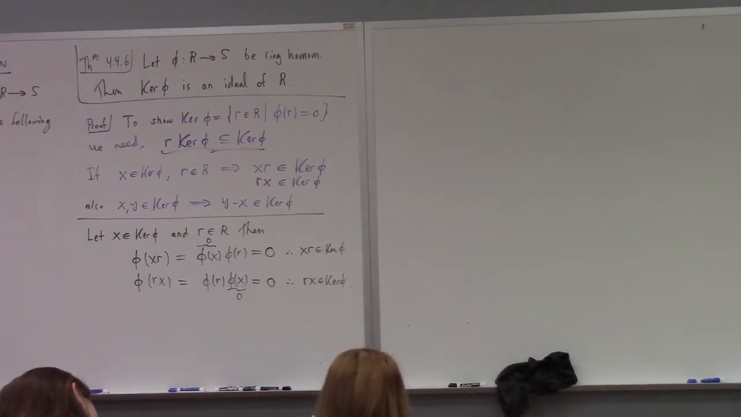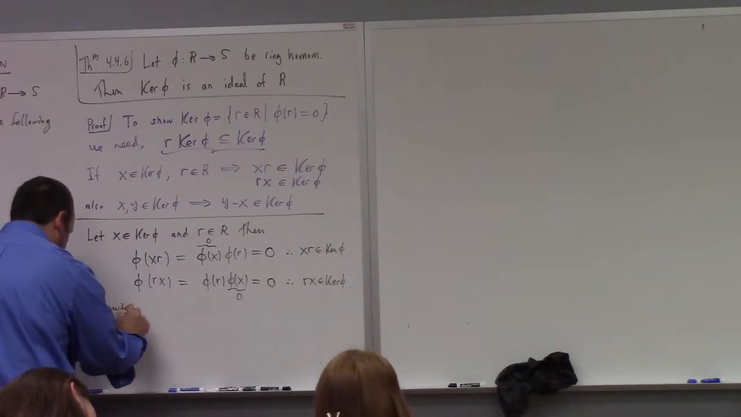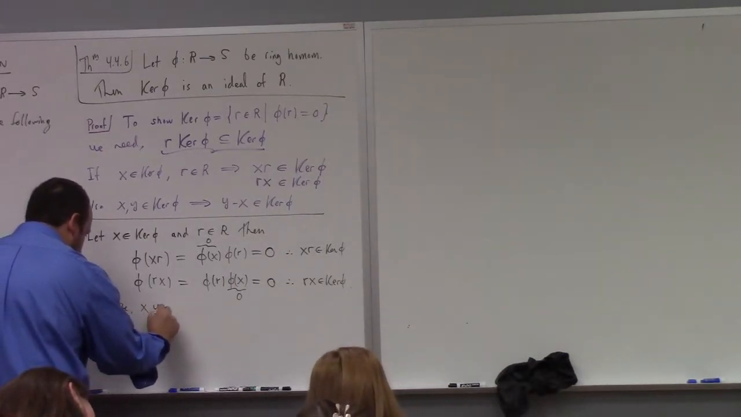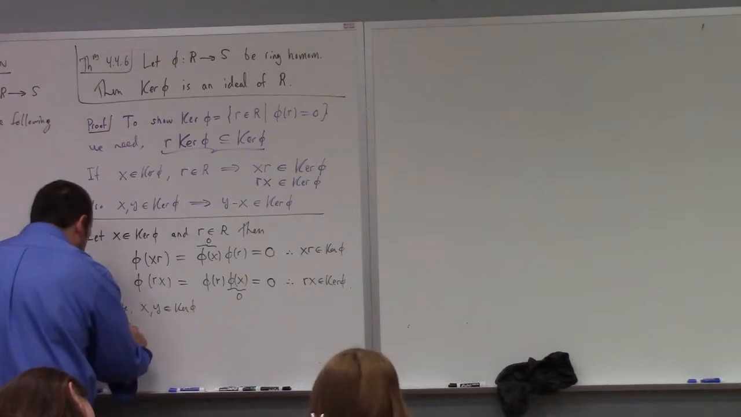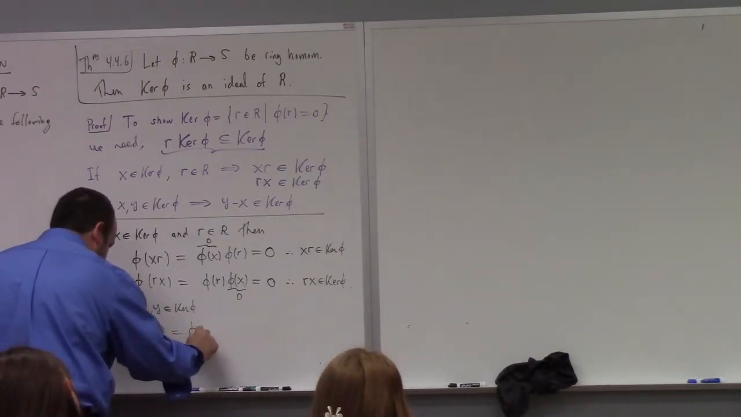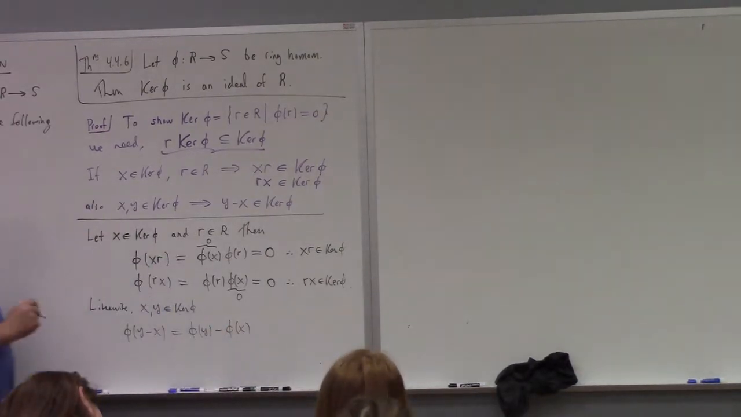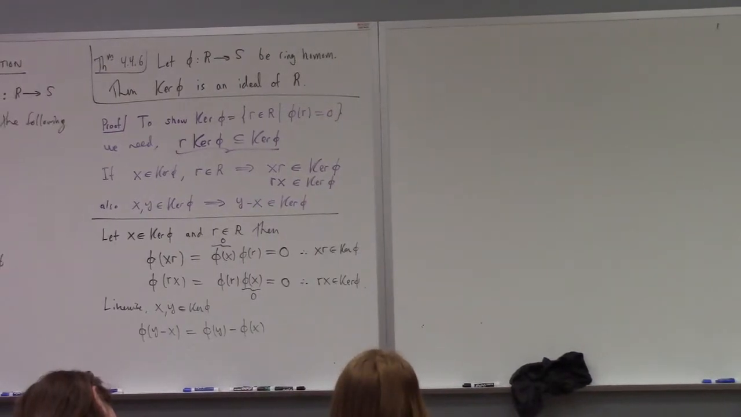And then the difference is easy. Likewise, if we have x and y in the kernel, then phi of y minus x is equal to phi of y minus phi of x by the theorem that I wrote over there, by the exponent laws for ring homomorphisms. We can pull the minus out, right? A special case.